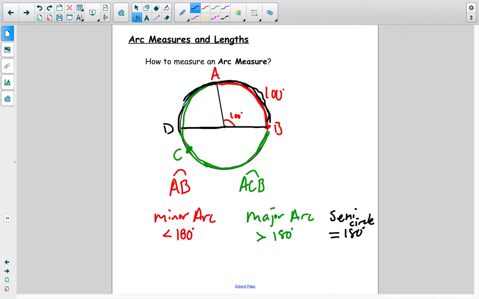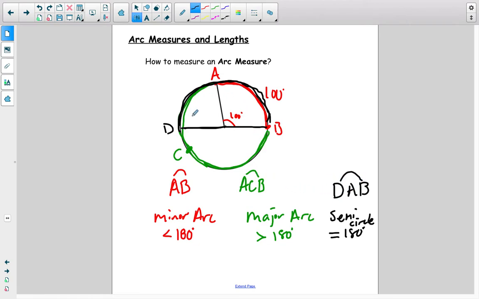Now, how do you name a semicircle? Usually we name it with 3 points, and I imagine you can get away with 2 because it doesn't matter if you're going DAB or if you're going DCB. Okay, they're both the same measurement. And maybe the only reason why they have 3 letters is so we know if we're talking about the top semicircle or if we're talking about the bottom semicircle. Okay, but typically you'll see it named with 3 letters.